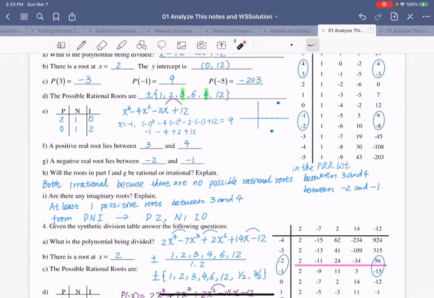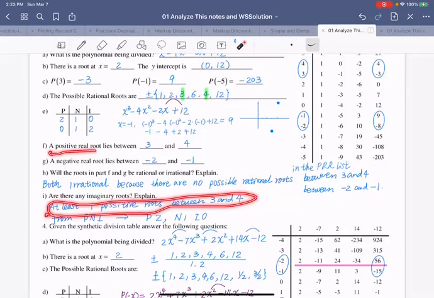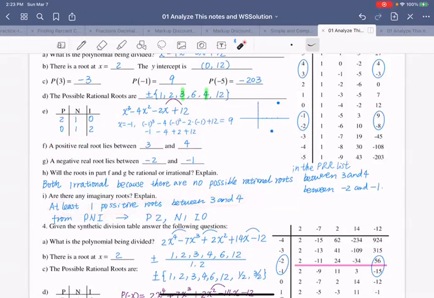And then they ask you, are there any imaginary roots? So you can tell you have at least one positive root. For sure you have to have one possible root between 3 and 4.